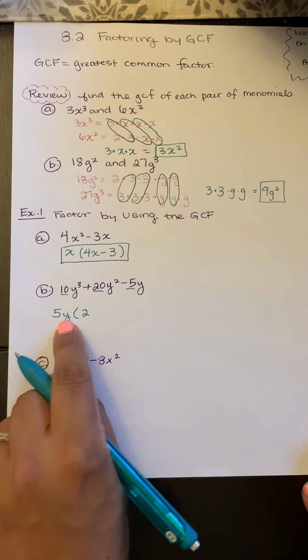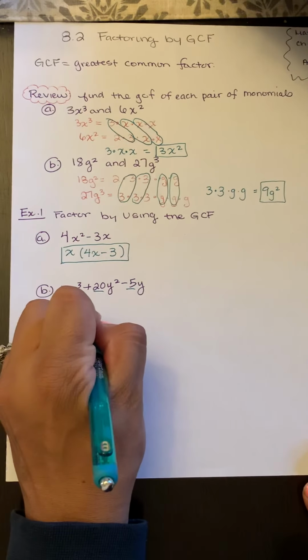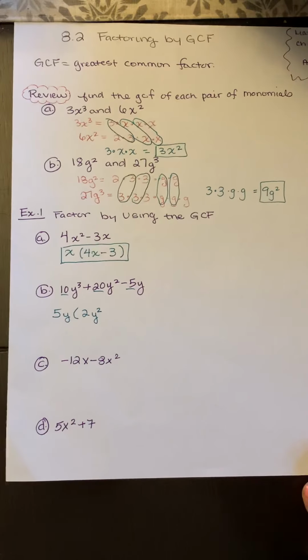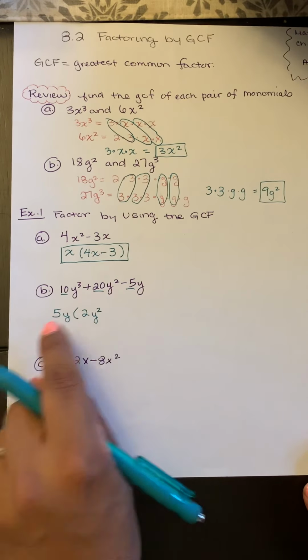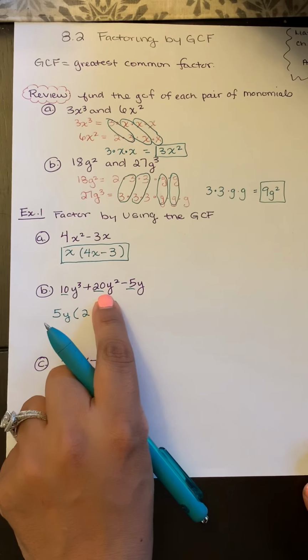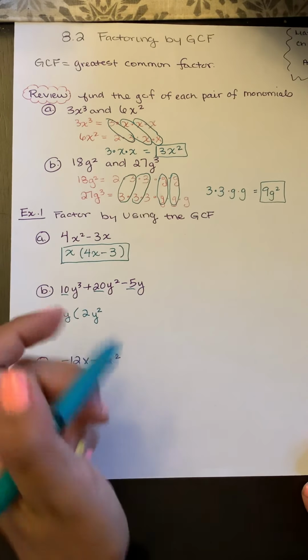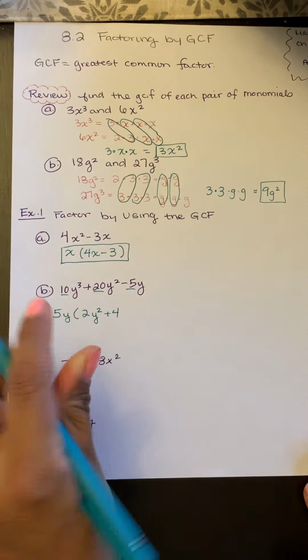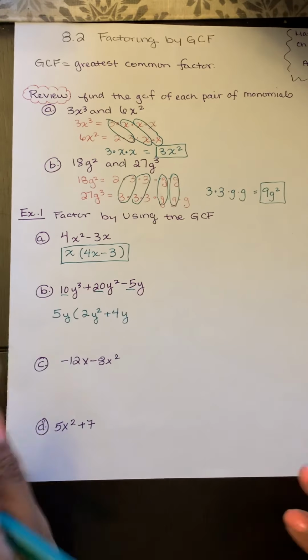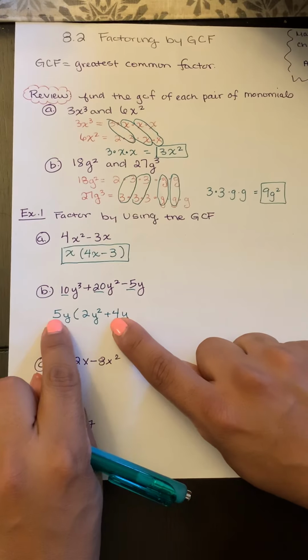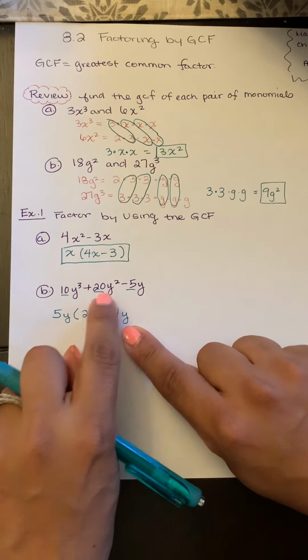How do I make y into y cubed? I have to multiply it by y squared. Okay, let's keep going. 5y. How do I turn 5y into 20y squared? Multiply this by a 4. How do I turn y into y squared? Multiply it by a y, and I can check my answer. 5 times 4 is 20. Y times y is y squared.